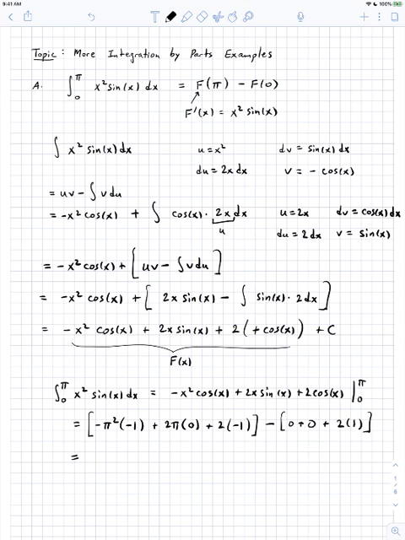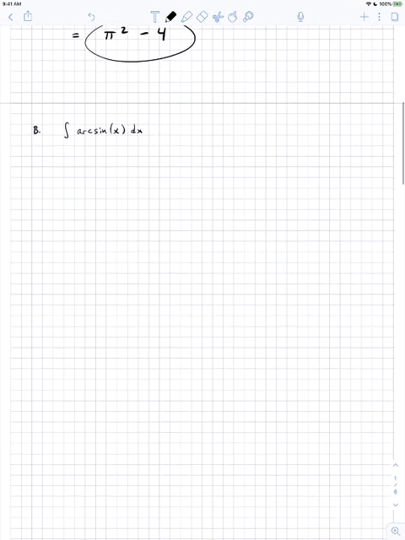So what do you end up with? Well, that term goes away, that term goes away, that term goes away, and you end up with minus a minus is plus. So it's pi squared minus 2, and then minus 2. So you end up with pi squared minus 4. And that's your answer. So that's the first example. Let's do another example. Here it is.